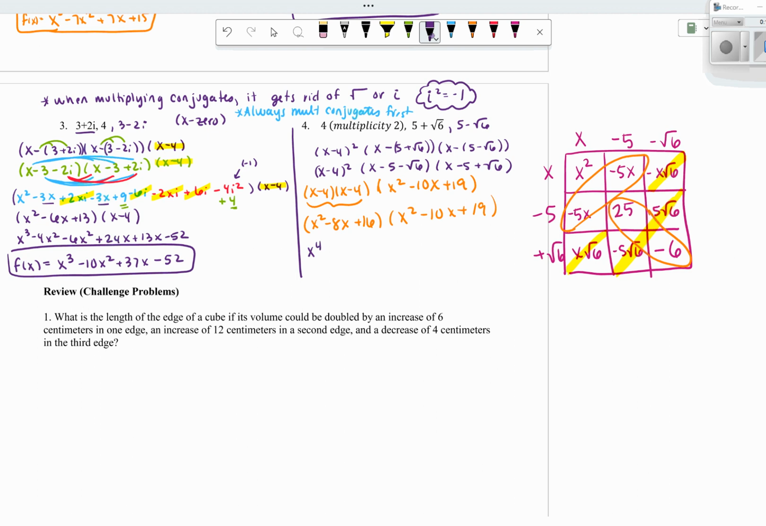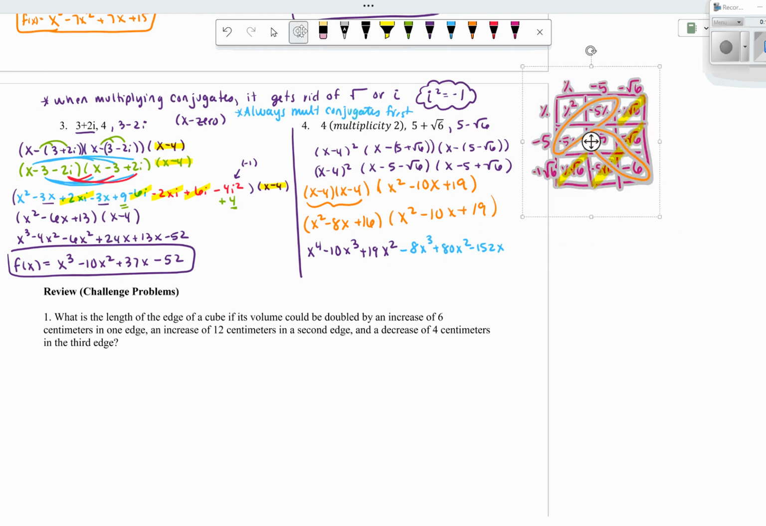So this would be x to the 4th minus 10x cubed plus 19x squared. And then negative 8x times all 3 of the terms would be minus 8x cubed plus 80x squared, and then minus 152x. And then now we're going to multiply the 16 times all 3 of those terms. So plus 16x squared, and then minus 160x, and then 16 times 19 is 304.